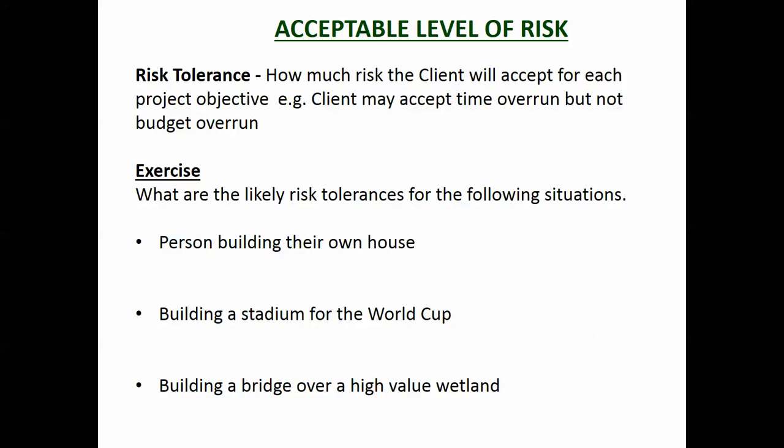So each one of those different people building their house, so people building their own house, they probably don't have much money, so they don't want it to run over budget, so they're probably willing to let it run over time. Building a stadium for a World Cup, obviously it has to finish a few weeks before the World Cup starts, otherwise it doesn't do its objective. So time would be the overriding objective for that one, and they don't want to take any risks on running over time. And building a bridge over a high value wetland, once again there's an environmental, so the protection of the environment would be your prime objective there, and you don't want to risk that objective at all.